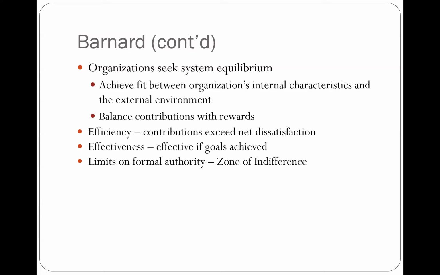For Barnard, organizational effectiveness was achieving the goals of the organization, and the primary goal of the organization is, again, survival. So if the organization is doing things to help it survive into the future, it is achieving its goals, and that is then the primary indicator of effectiveness for Chester Barnard and natural systems theory.